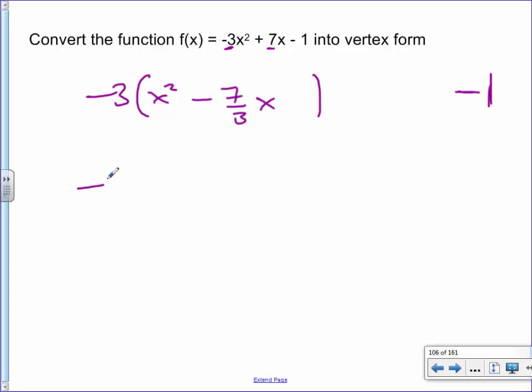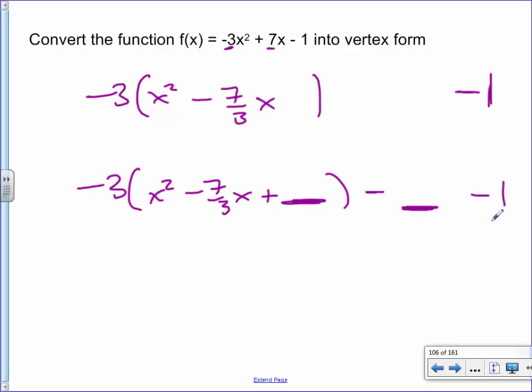We need to figure out a number that we need to add right here, and that we need to subtract right here. And the ugly part about this is now it's not going to be a whole number. It's going to be a fraction. So first we've got to figure out what half of this value right here is. This minus 7 over 3. What is half of it?